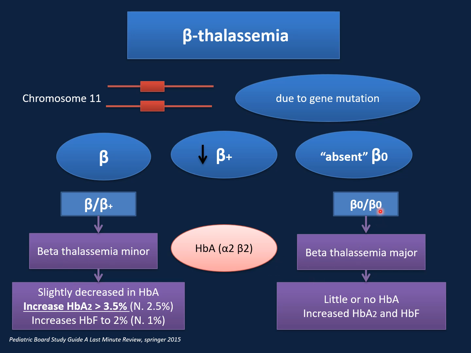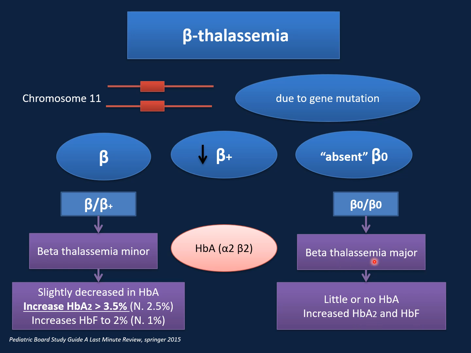At the other extreme, if you have beta 0, that means there is no synthesis of beta 2. This will cause accumulation of a large amount of alpha tetramers or alpha 4. This will destroy all or most of the hemoglobin A and will present with little or no hemoglobin A and increased hemoglobin A2 and hemoglobin F.